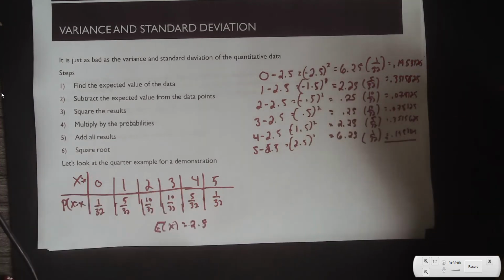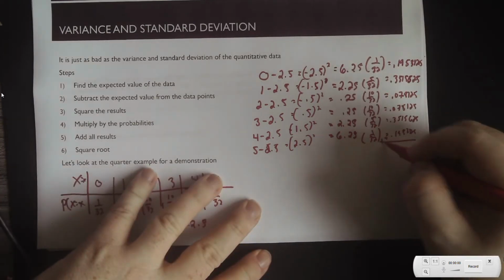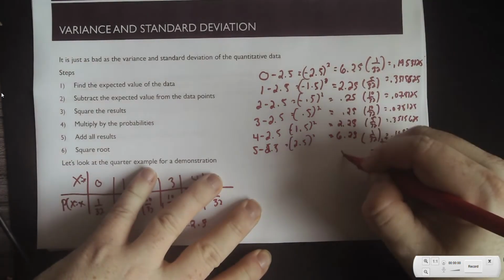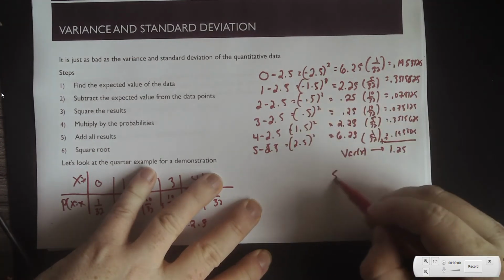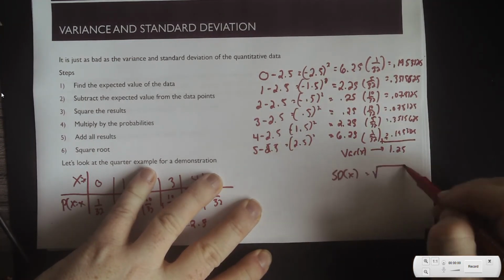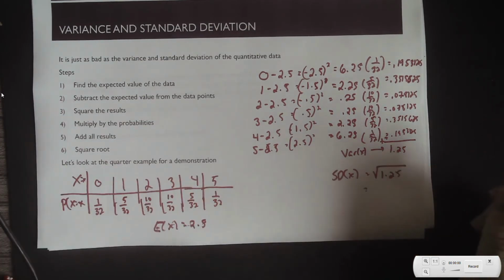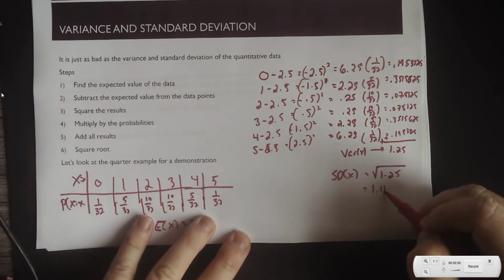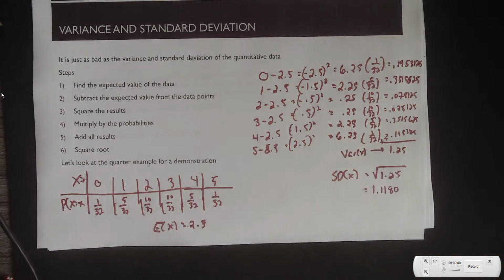And when I add everything up, I'm fairly certain I get 1.25. And for all my students who are watching this, it's because I didn't round this time that I'm actually going to get 1.25. Yep. Okay. So that would be my variance. And then my standard deviation. So I'm going to square root 1.25, and I get 1.1180.